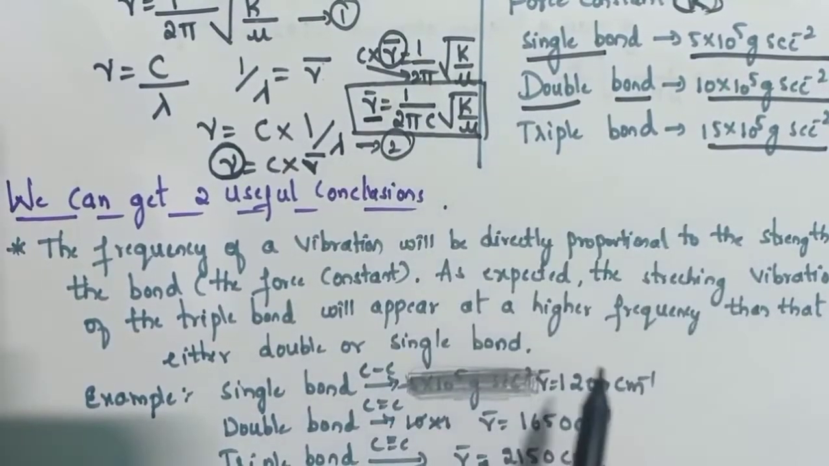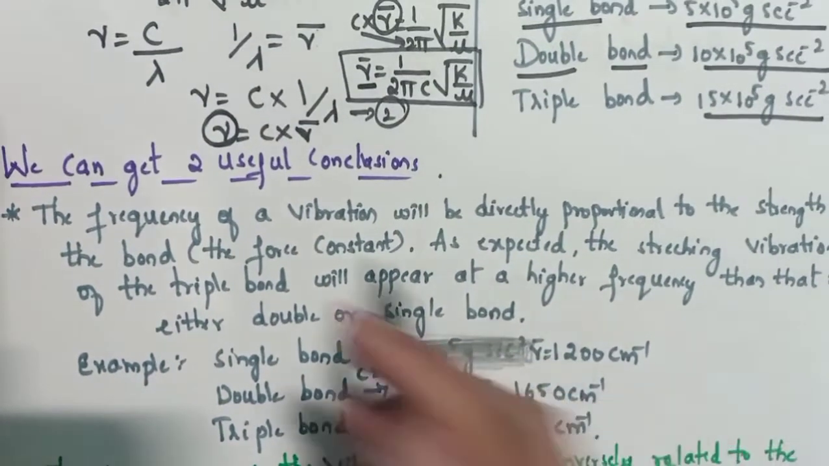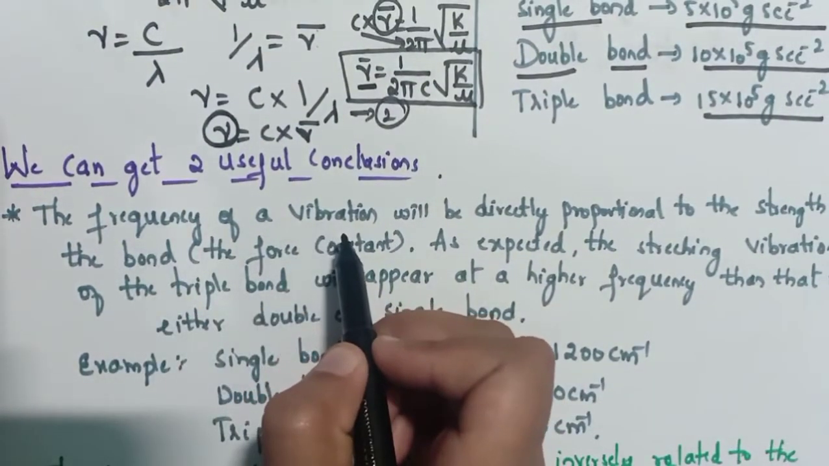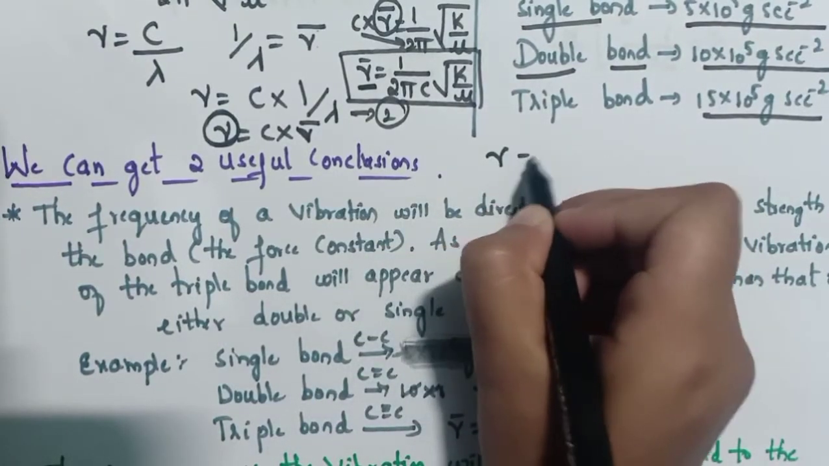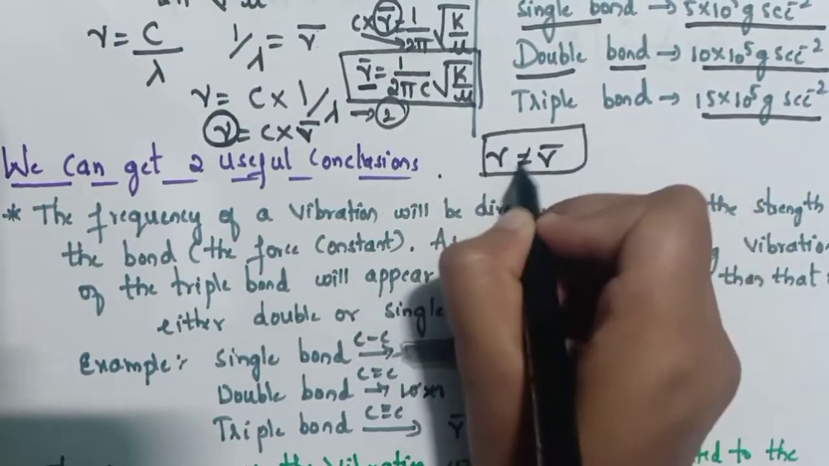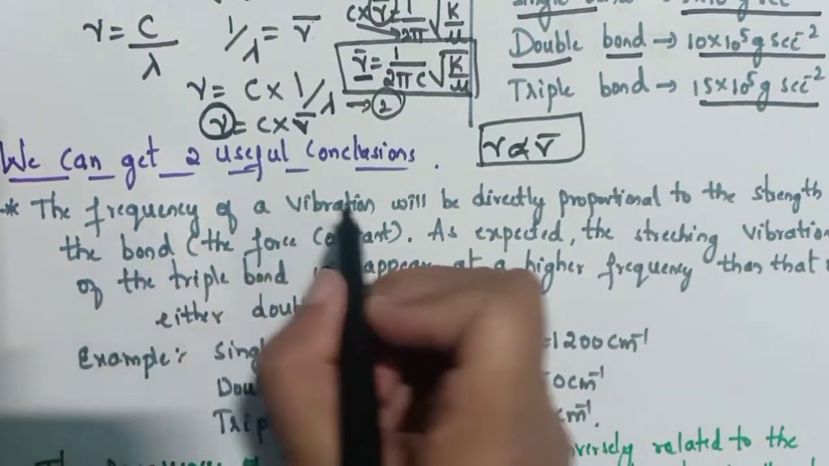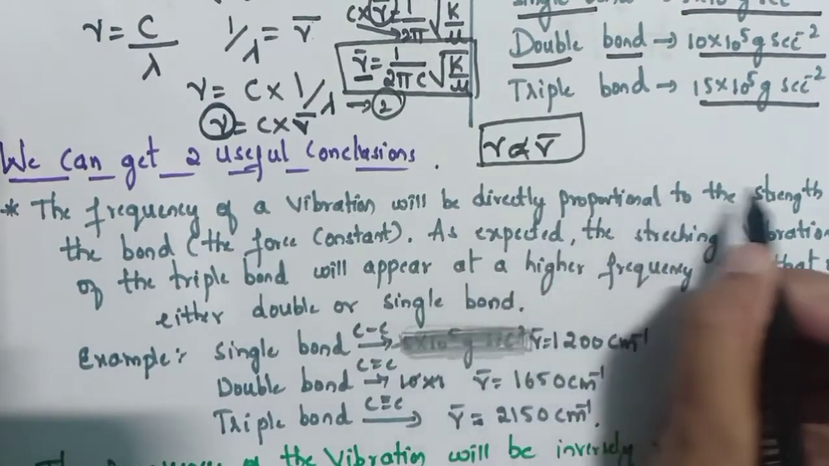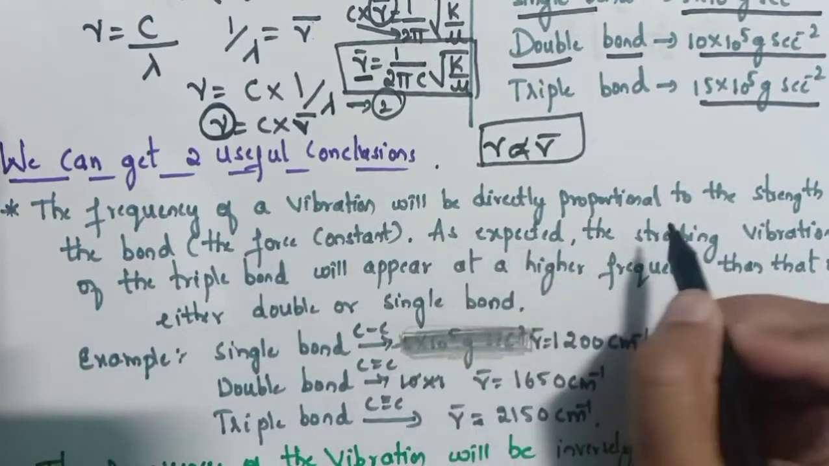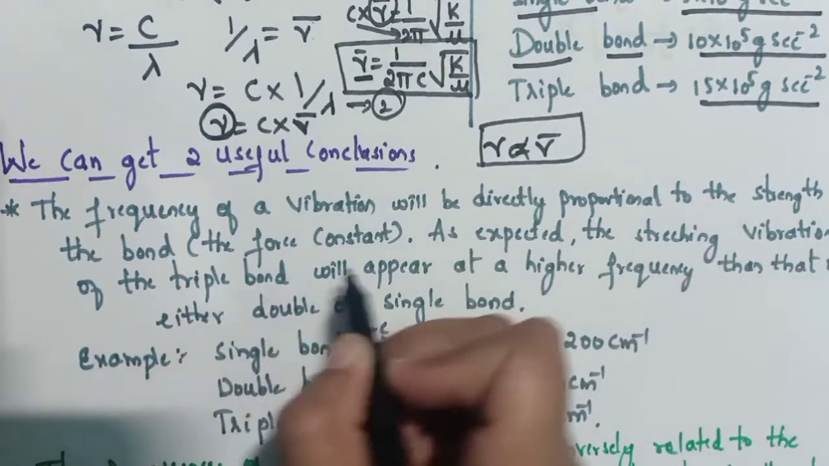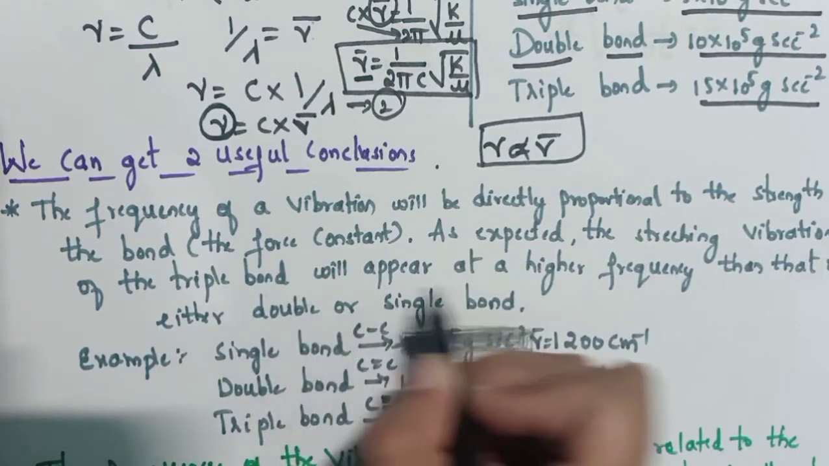Now we have the frequency of vibration in the form of wave number. We can get two useful conclusions from this equation. You have to remember that nu and nu bar are directly proportional to each other. Coming to the first point, the frequency of vibration is directly proportional to the strength of the bond, that is the force constant. As expected, the stretching vibration of a triple bond will appear at higher frequencies than that of either a double or single bond.